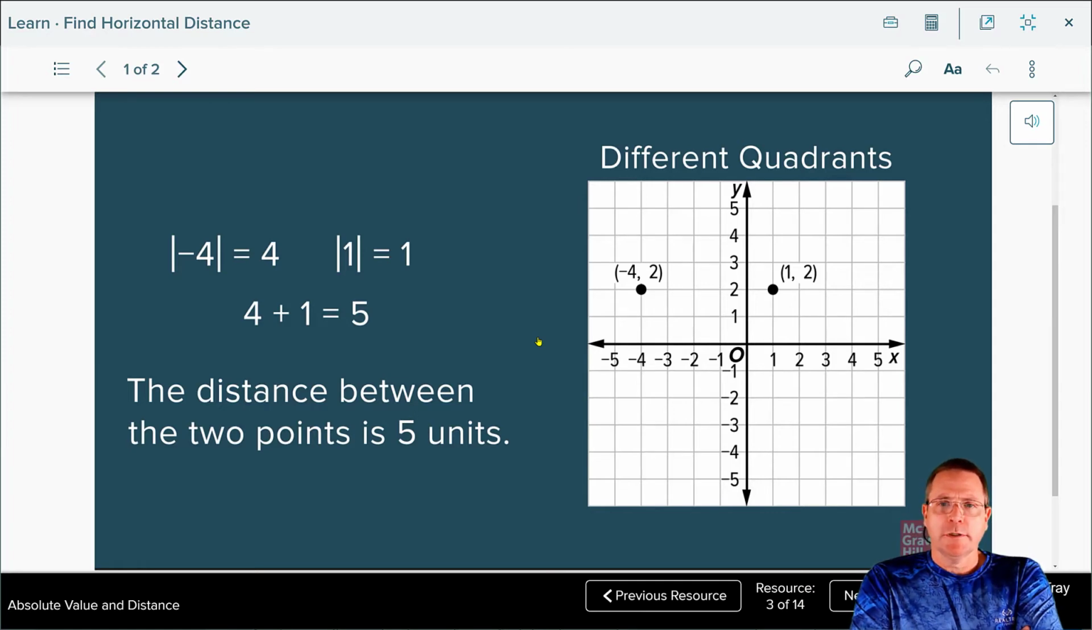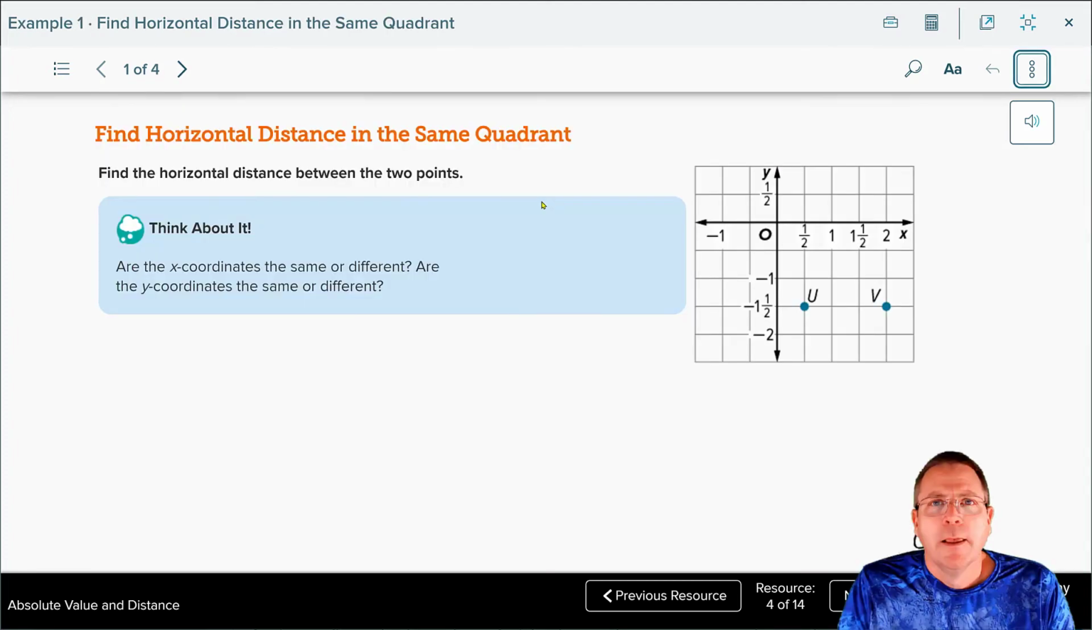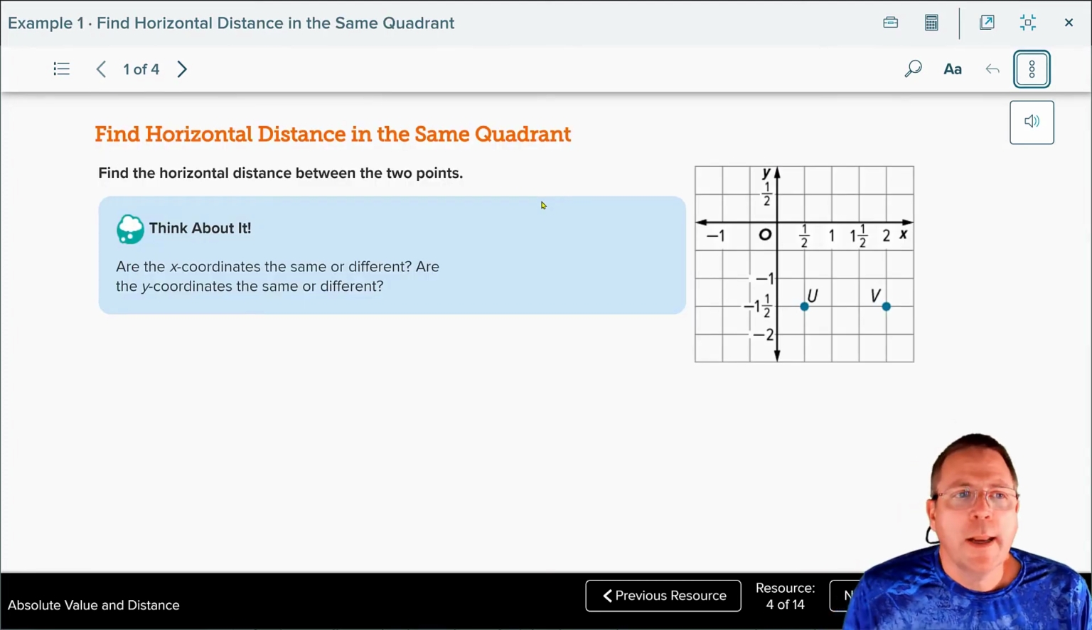Well, that looks pretty simple. The short and skinny of it is, if they're in the same quadrant together, you subtract their absolute values. If they're in different quadrants, you add their absolute values. And you're going to get the right answer every time unless you make a boo-boo. So let's take a closer look at how to do these.